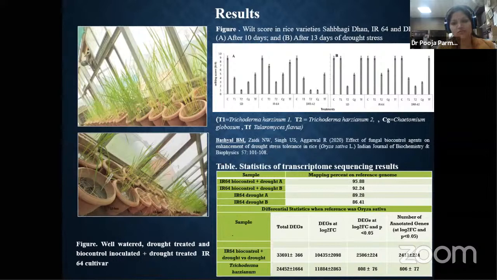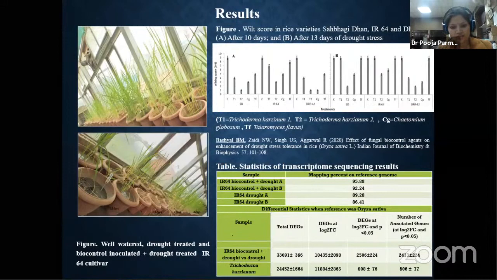The various biocontrol agents, that is Trichoderma harzianum isolates 1 and 2, Chaetomium globosum and Talaromyces, were compared for testing on three cultivars. Amongst these, Trichoderma harzianum 2 was selected on the basis of wilting percentage, proline content, and MDA content, and IR64 was selected because, being susceptible, it was able to maintain the growth of the plant. The reference is given underneath.